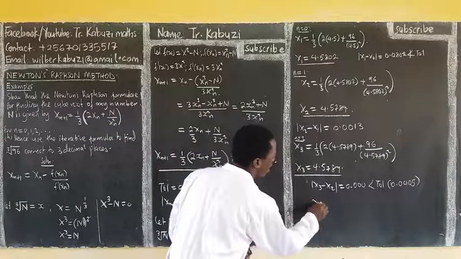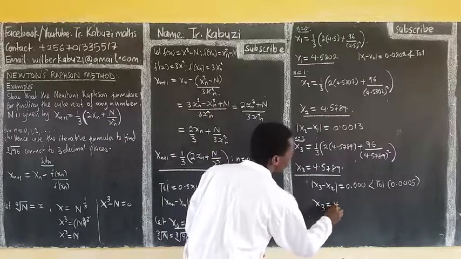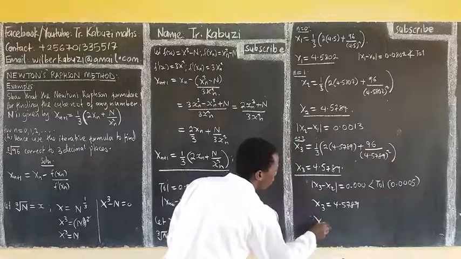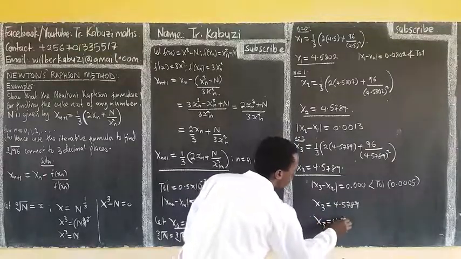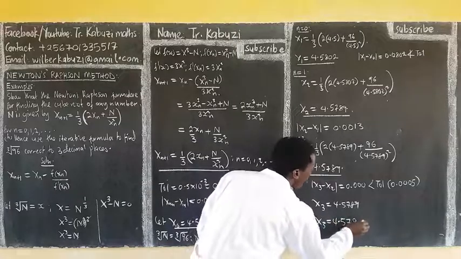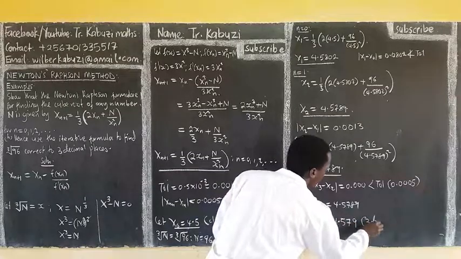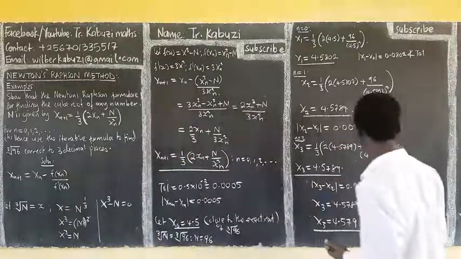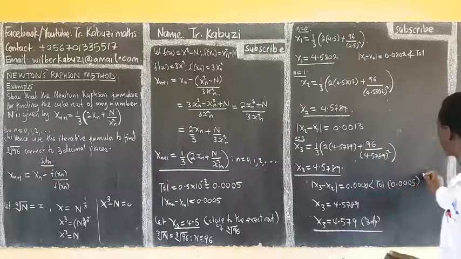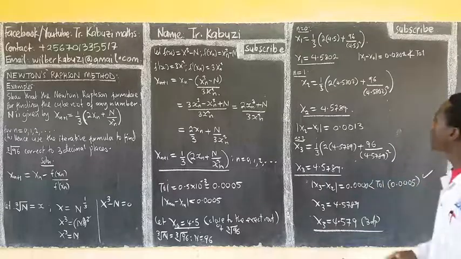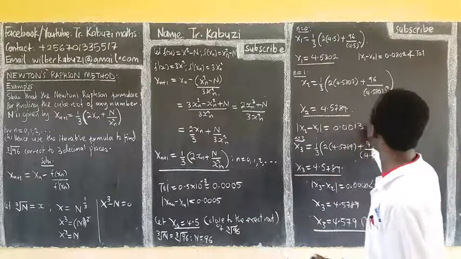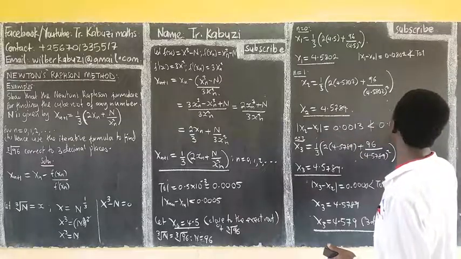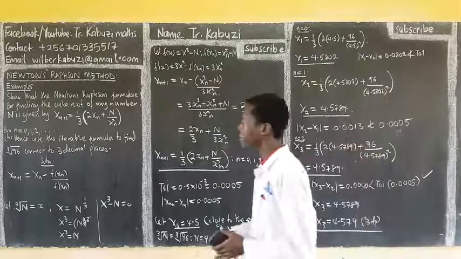So our x3, which is equal to 4.5789, if you round to 3 decimal places, you get 4.579. Here I'm giving 3 decimal places, and that would be the value. Here our tolerance is very okay. It's less than this error, which this one was not, this one is not less than 0.005. So this one becomes our value.